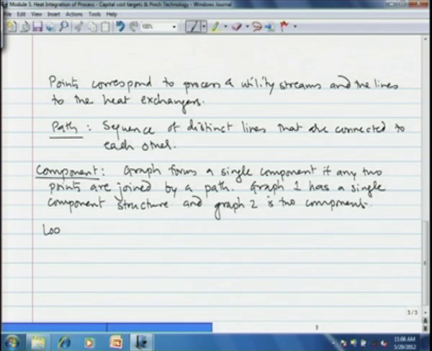Then we define a term called loop. Okay. Loop is a path that begins and ends at the same point.